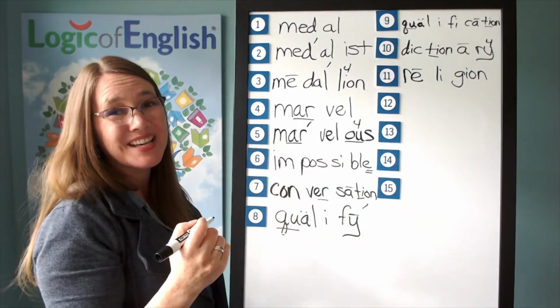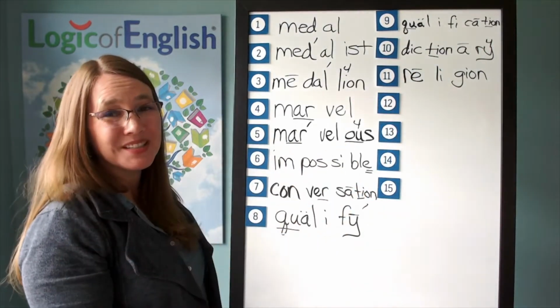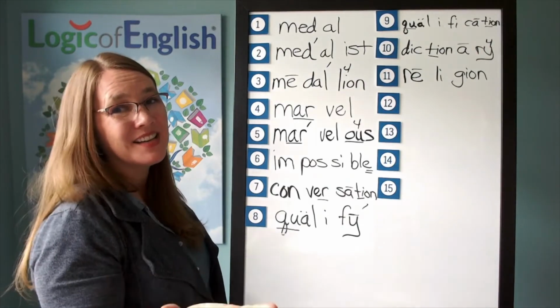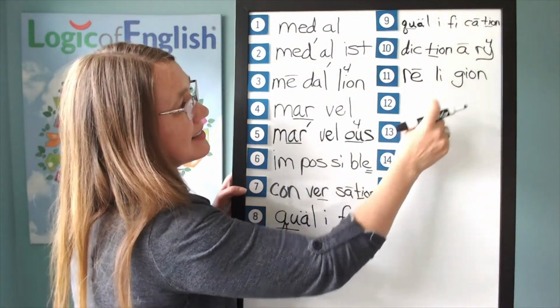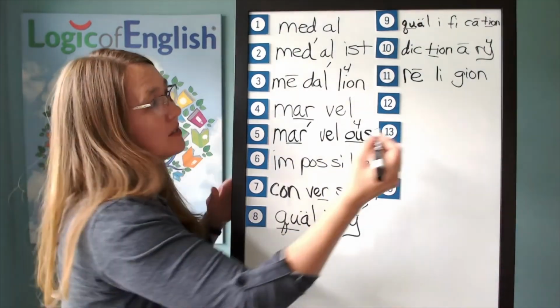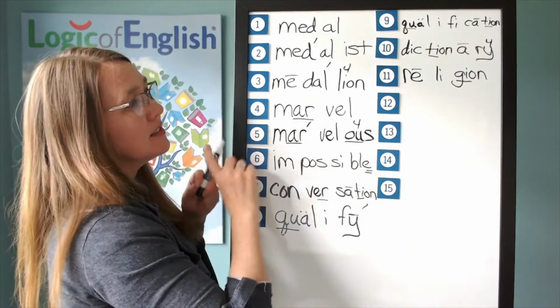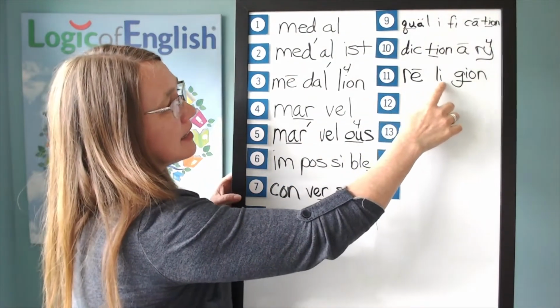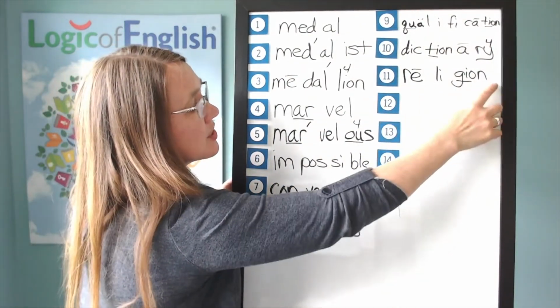Why did it say its long sound? A, E, O, U usually say their long sounds at the end of the syllable. And the i is saying its long sound because I and Y may say i or i at the end of the syllable. And we'll underline the gi. Let's read it. Re, li, gion, religion.